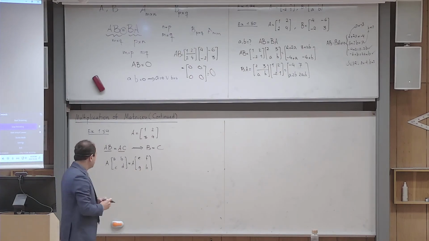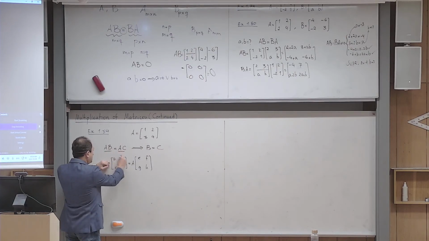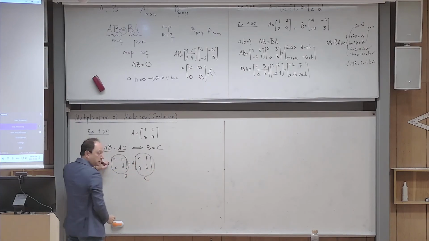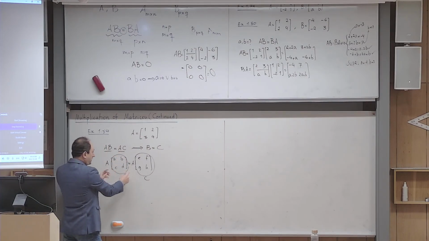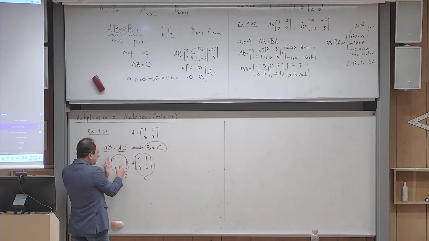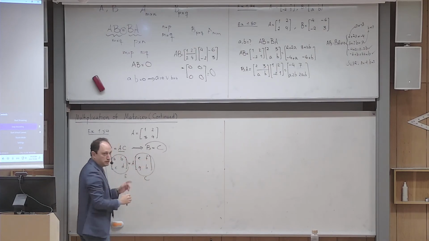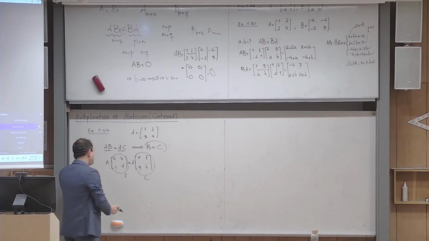Why did you put A here? No, because A times B is equal to A times C. I am assuming that this is my B, and I'm assuming that this is my C. You have given me that AB is equal to AC, so I'm allowed to write this, yes? And from here, I want to conclude that this matrix becomes equal to this matrix, even though I don't know any of them. Yes, that's the whole point of the exercise.